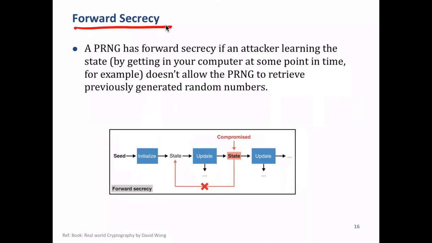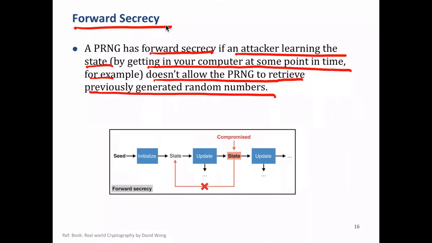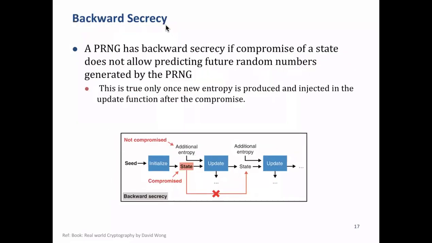A PRNG has forward secrecy if an attacker learning the state of the system, which can be done by getting into your computer at some point in time, for example, does not allow the attacker to retrieve previously generated random numbers. So at this point is the compromise. From here we cannot go back internally and find out what the past random numbers generated were. And second is called backward secrecy.